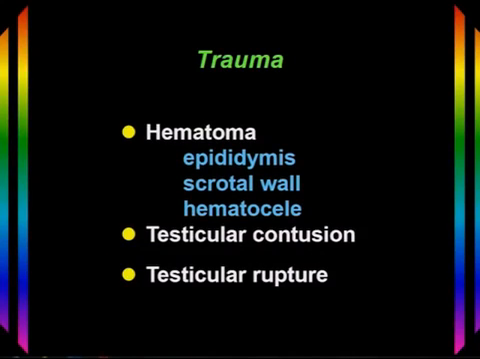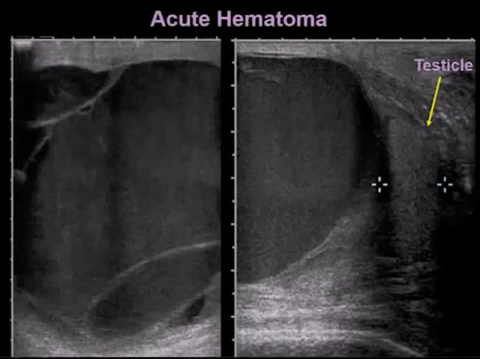Because of the scrotum's location, it is at risk for direct trauma. After trauma, a hematoma may be found in the scrotum. It may be in the epididymis. It may be in the scrotal wall. It may form a hematocele. In addition, the testicle may be damaged with a contusion or a rupture.